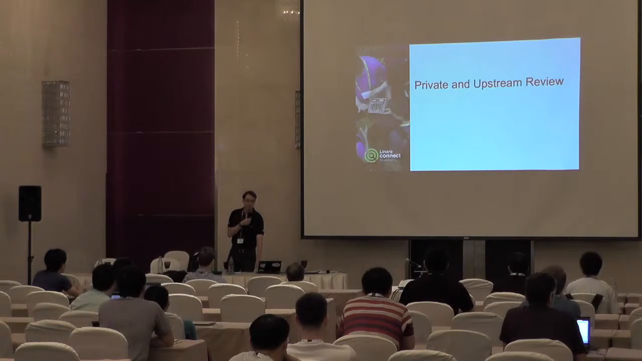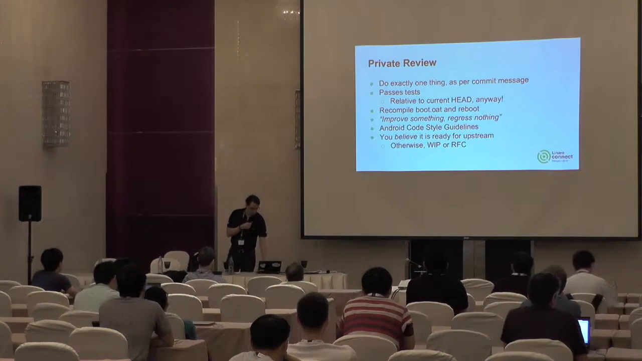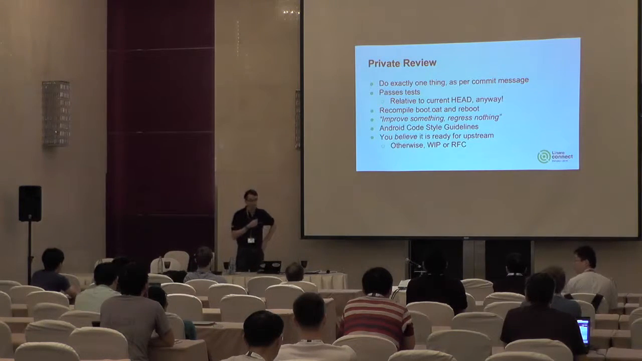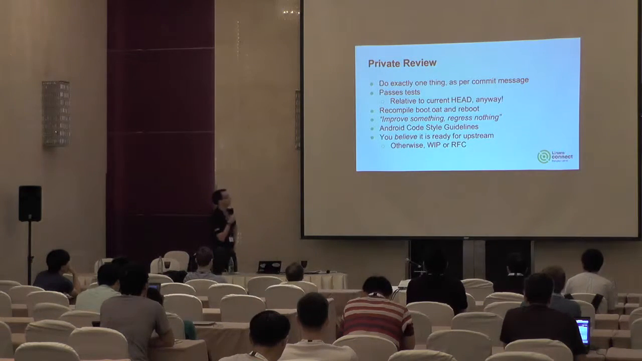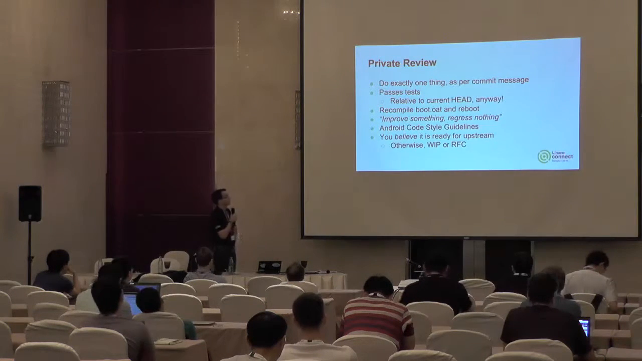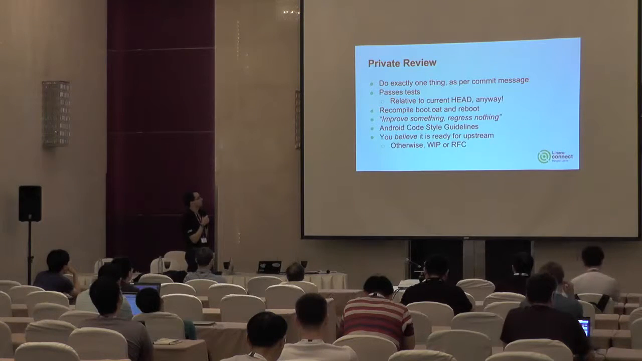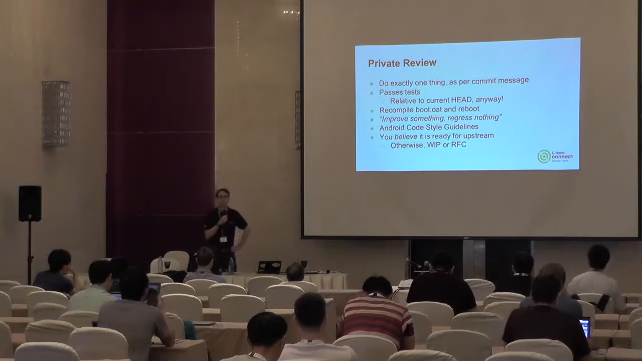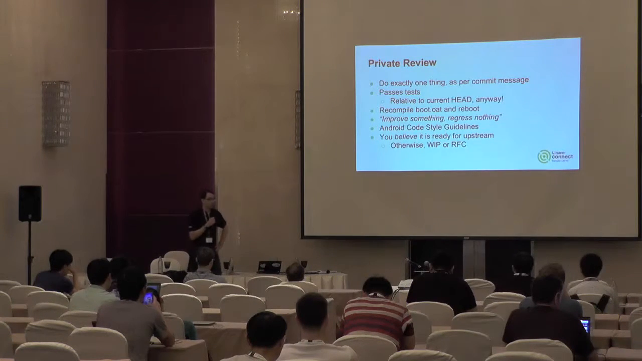All right, we're getting close. So, private review. What does a good patch look like in Gerrit for private review? It hopefully does one thing as per the commit message. It passes tests with one caveat, relative to current head on tip. Tip is in development. I keep saying it, but it's often broken. So with your tests, if you're running them locally, if you don't cause any more breaks than what's currently failing on tip, then you're good for private review. If there's 6 failing tests on the baseline, don't worry about fixing them.